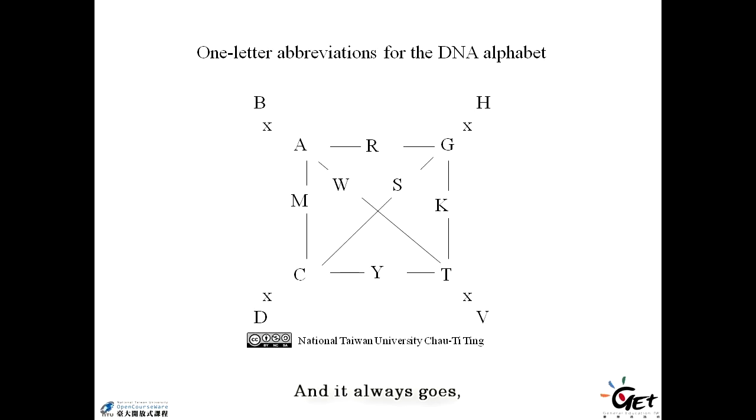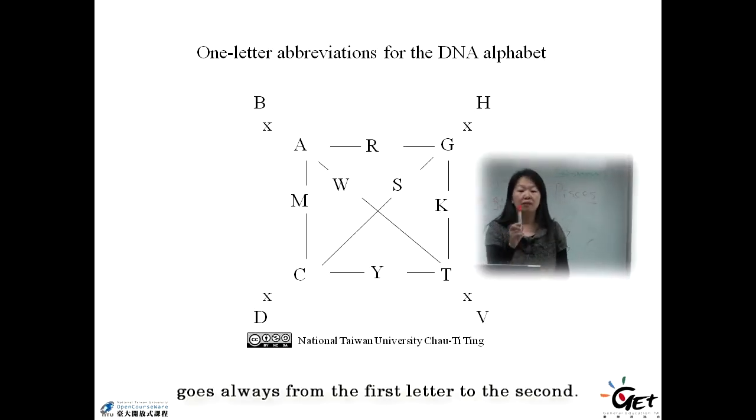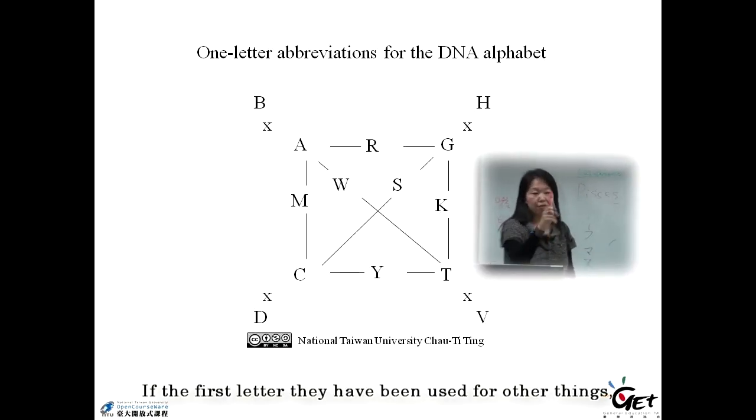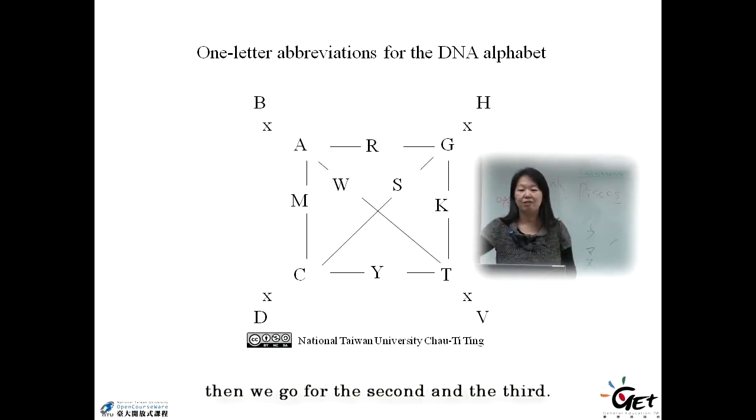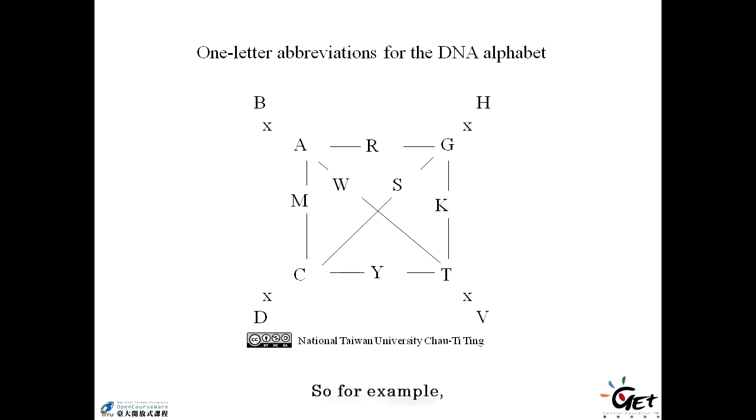And it always goes, like amino acids, from the first letter to the second. If the first letter has been used for other things, we go for the second and third, and so forth. So for example, this is easy. If it's not C, we use D. What do you mean not C? Not C is A, G, or T. So that's what the table means.